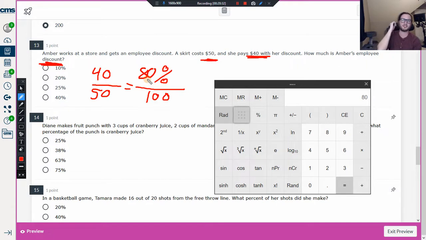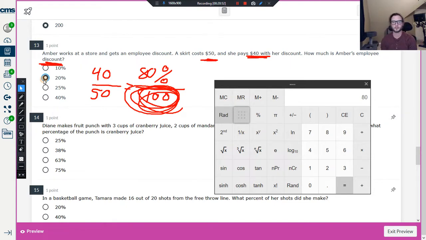So how much did she not pay? What is 80 taken away from the total 100%? The answer is 20. We had to take away that 80% to give us a remaining 20%. That 20% is the amount that her discount is worth. So that's going to be number 13.